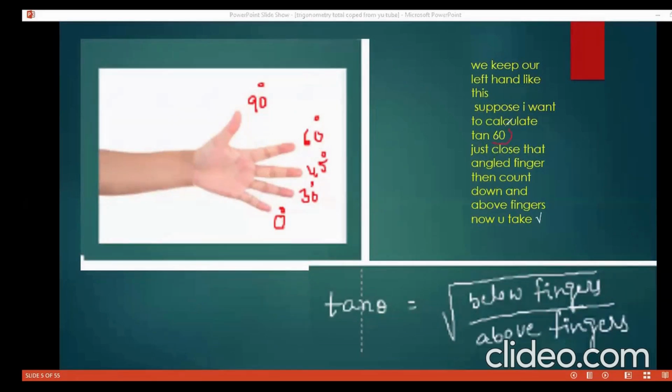Say, I want to calculate tan 60, right? So, you are folding this finger, four fingers you are folding. If you fold that, now you calculate below fingers as well as above fingers. Why do we get tan theta as below fingers and above fingers? Come on, guess it. Yes, you are right. We know tan theta is equal to sine theta upon cos theta, right? So, sine theta is square root of below fingers upon 2, and cos theta is square root of above fingers by 2. The 2 cancels, so square root of below fingers by square root of above fingers, you are getting tan theta. Simple, no?